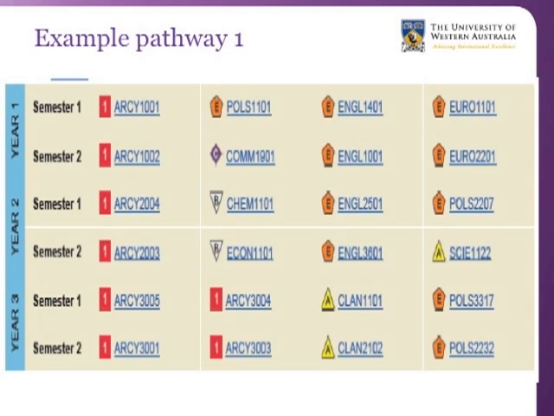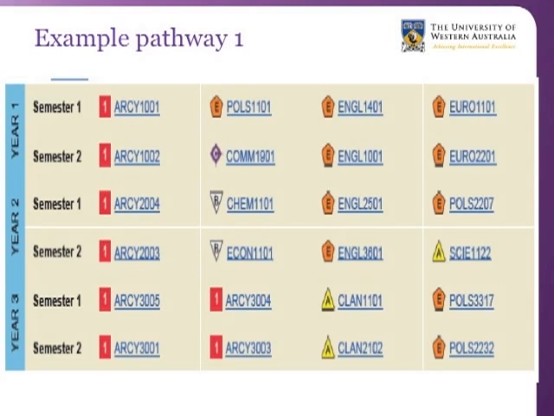In their final year of study, in the first semester, they completed a Level 3 archaeology unit, another Level 3 archaeology unit, and Latin. CLAN 1101 is Latin, and that's a Category A broadening unit because it's a language. And they completed a Level 3 politics unit.